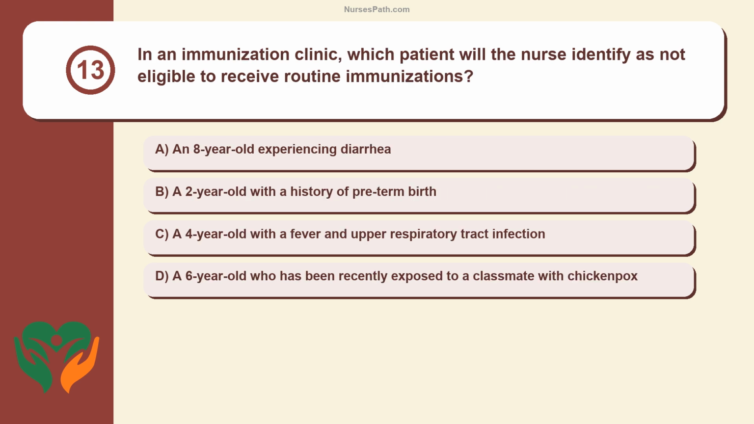Question 13. In an immunization clinic, which patient will the nurse identify as not eligible to receive routine immunizations? An 8-year-old experiencing diarrhea, a 2-year-old with a history of preterm birth, a 4-year-old with a fever and upper respiratory tract infection, a 6-year-old who has been recently exposed to a classmate with chickenpox.